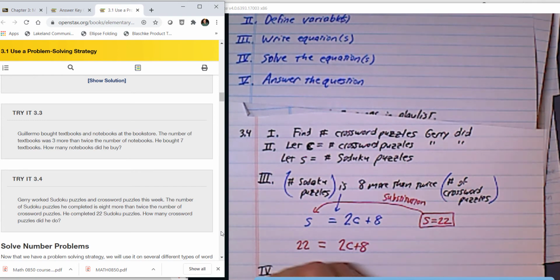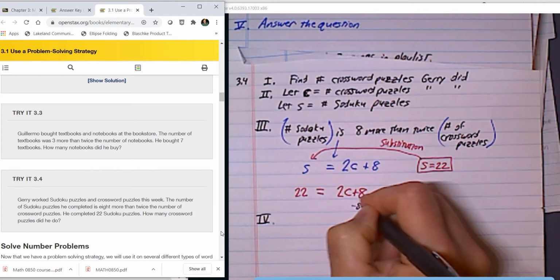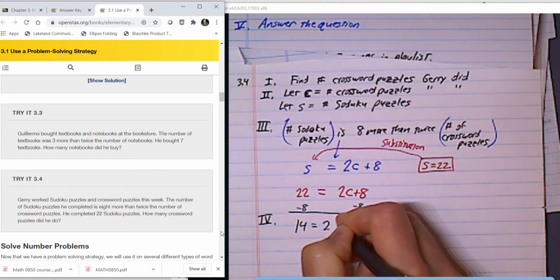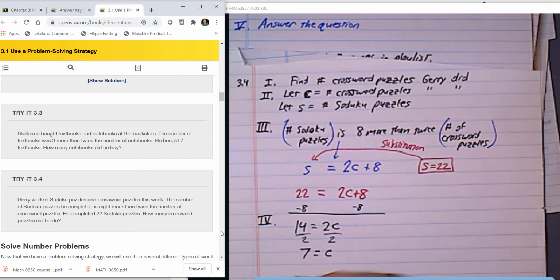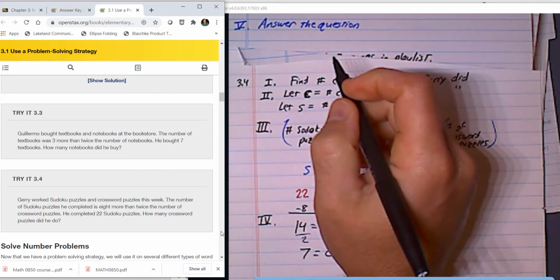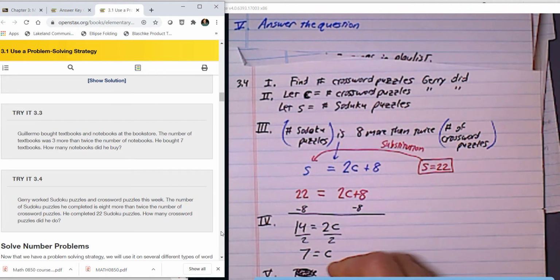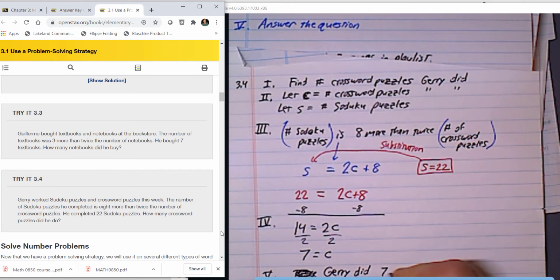Okay, step 4, we need to solve this equation. So I need to get the c by itself. So I'm going to subtract 8 from both sides. And now I get 14 equals 2c. And I'll divide both sides by 2. And I'll get c equals 7. So again, step 5 is to answer the question. And I will just say, Jerry did 7 crossword puzzles.